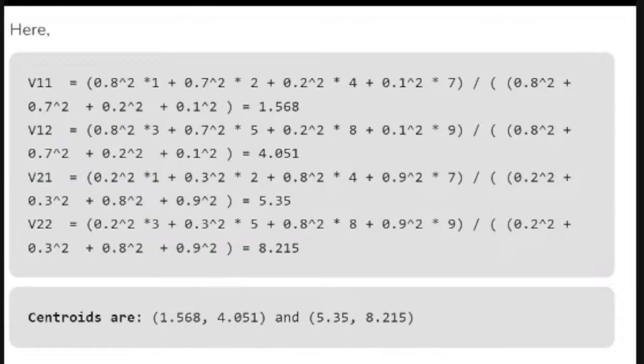Write down the centroid values. V11 comma V12 is one centroid. V21 comma V22 is another centroid. After calculating, write these two values.